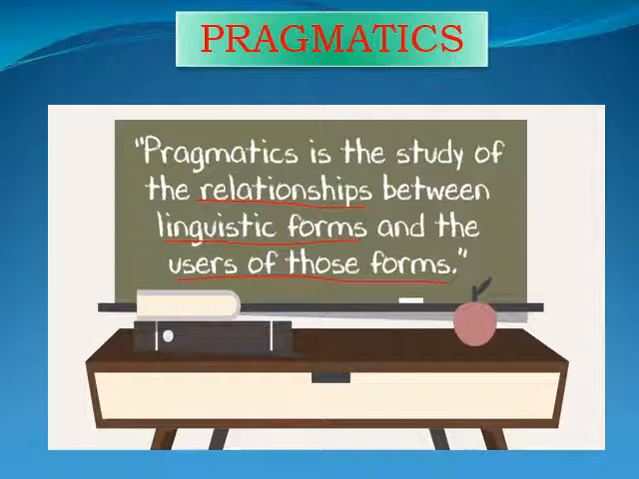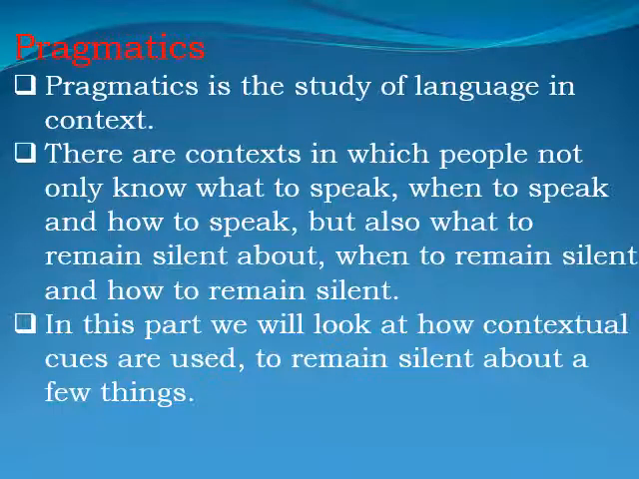There are contexts in which people not only know what to speak, when to speak and how to speak, but also what to remain silent about, when to remain silent and how to remain silent. Those things can also be dealt with here. This is called pragmatic thinking. And in this part, we'll look at how contextual cues are used to remain silent about a few things, and in which context certain people used to be silent.